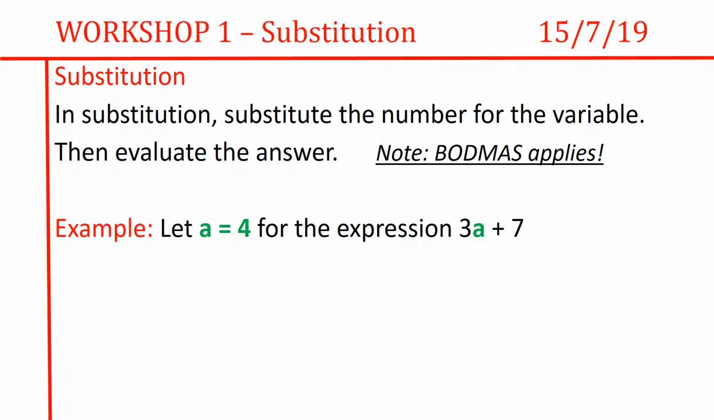So you'll see here that I've colour-coded a equals 4 and where a is in the expression, and we simply just replace a with 4, remembering our algebraic notation. So here you'll see I've written out the question, keeping in mind that there is a times in between our 3 and 4. Everyone always forgets that. I'm just going to underline that. Plus 7. Using BODMAS, we do the multiplication first. So 3 times 4 is 12 plus 7 equals 19. So please copy that example down.